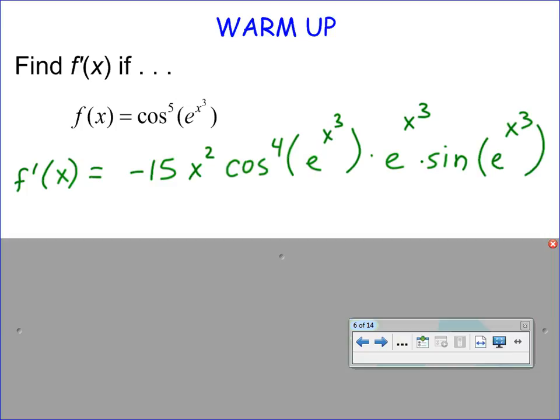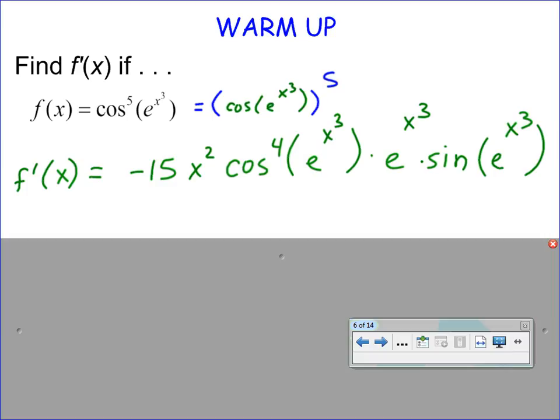Let's go ahead and take a look. Where did these individual pieces come from? Well, we need to be able to differentiate a composite function in accordance with the chain rule. So let's check Tyler and Sydney's answer. Overall, this is a cosine to the fifth, and so this is a power rule. Overall, this is a power function, where my current base is cosine of e to the x cubed, and my exponent is 5.